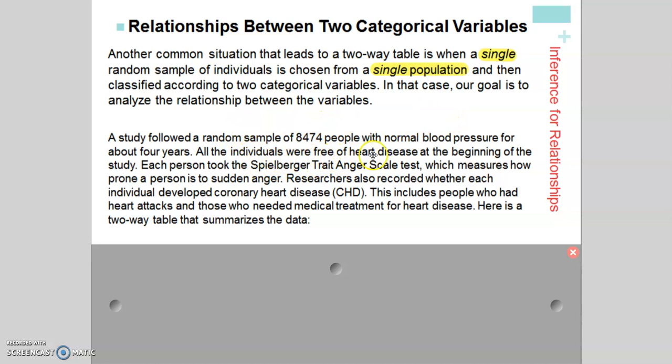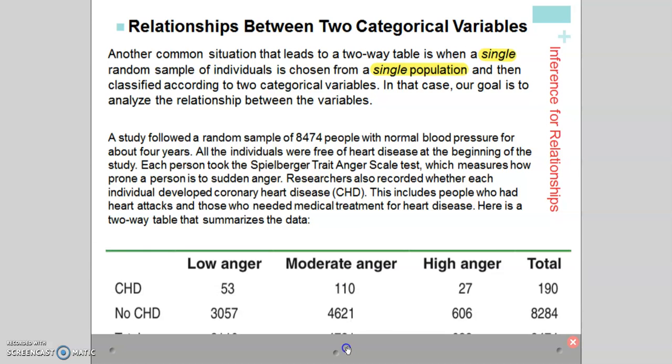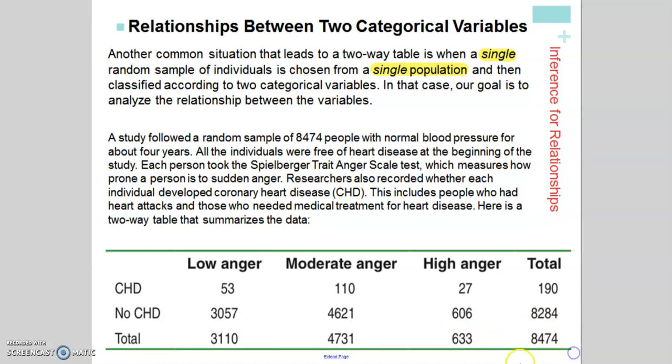Each person took the Spielberger Trait Anger Scale test, which is a way to measure your anger or how prone a person is to sudden anger. And then you also record whether this person developed coronary heart disease, or CHD. This includes people who had heart attacks or those who needed medical treatment for heart disease. So basically I'm studying a population of people, and here are the two variables I studied: where they would fall on that anger test, and whether or not they developed any coronary heart disease.